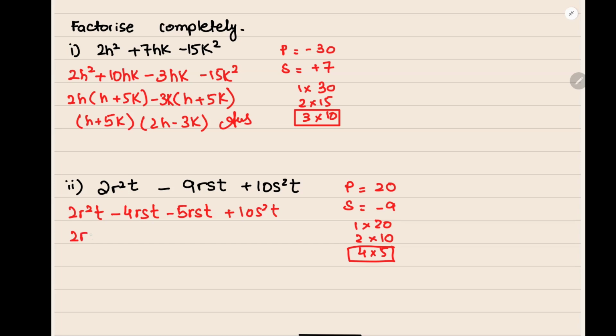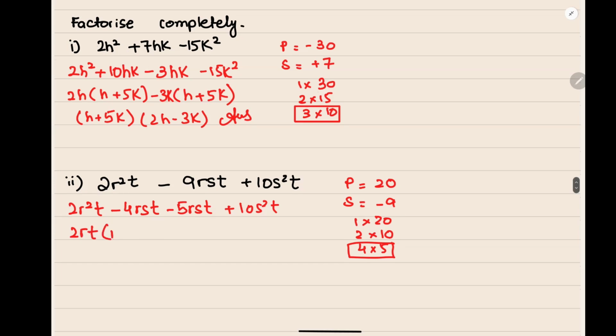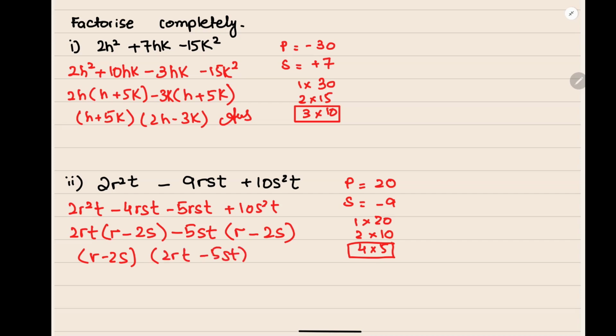So 2rt, that should be r negative 2s, negative 5 common, and I can take variable common as well. So negative 5 with s and t. So it should be left with r only, negative 2s. So r negative 2s, again common. So 2rt, negative 5st. So this should be my answer.